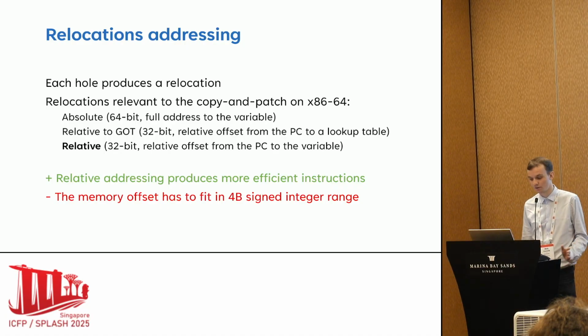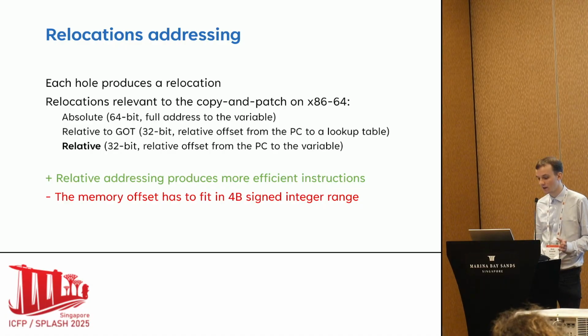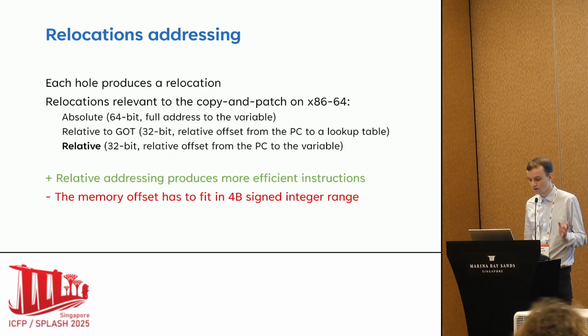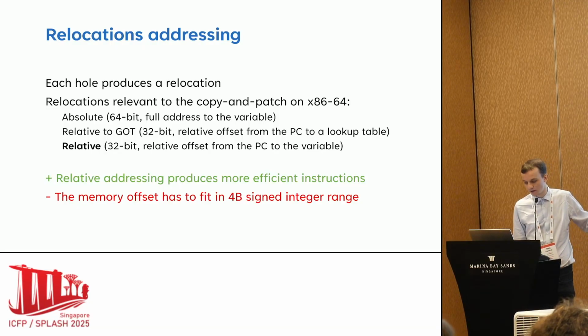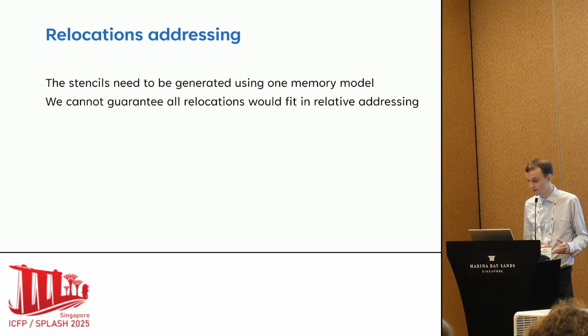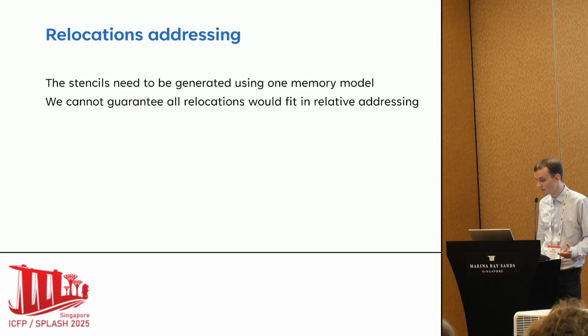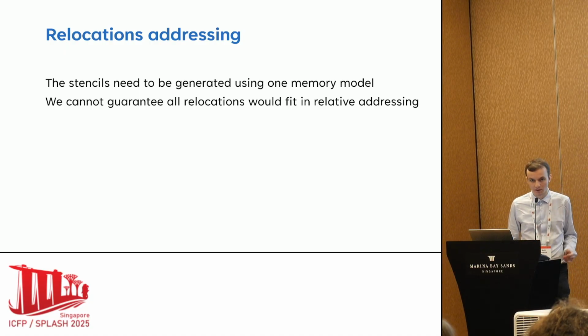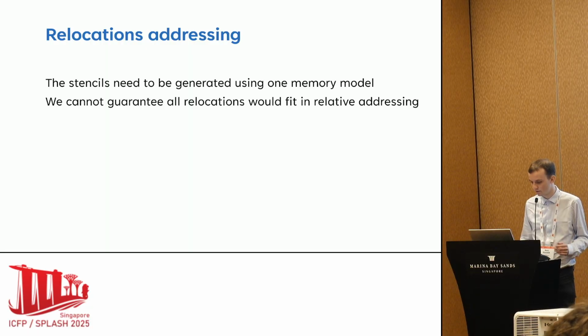Now, the relative addressing produces the most efficient instructions from these, but the problem with it is, of course, the memory offset has to fit in the 4-byte, 32-bit signed integer range. The problem we face is that we have to choose just one memory model to generate all of our stencils. It is possible that most of the relocations would fit in the fastest relative method, but there will be some that won't, preventing us from using it in general.